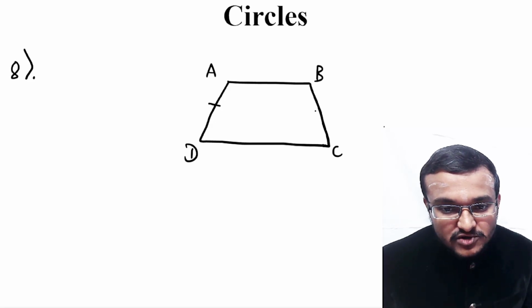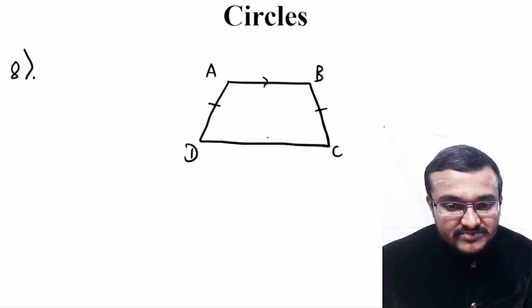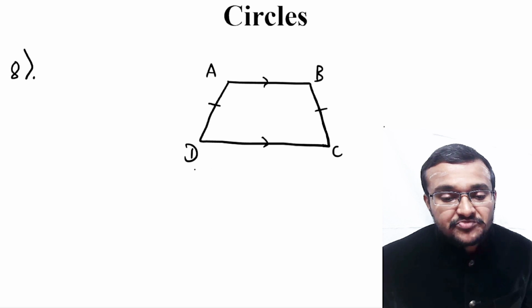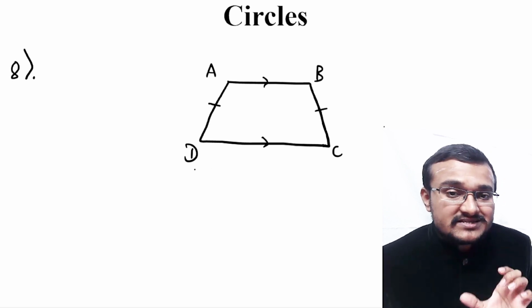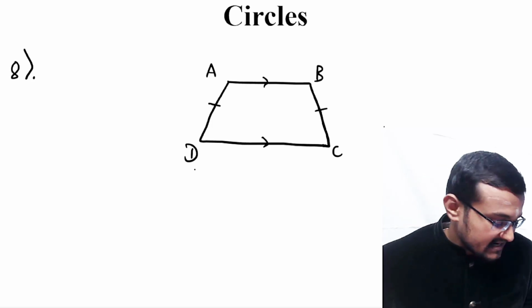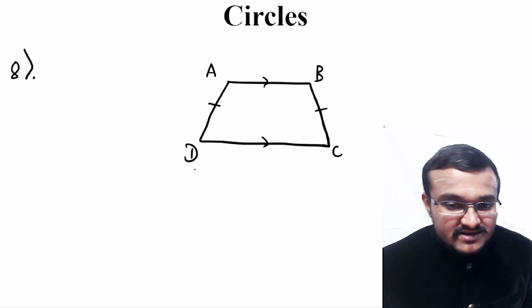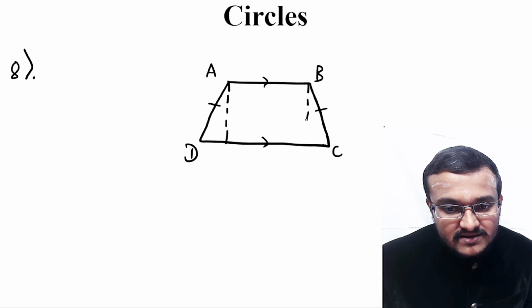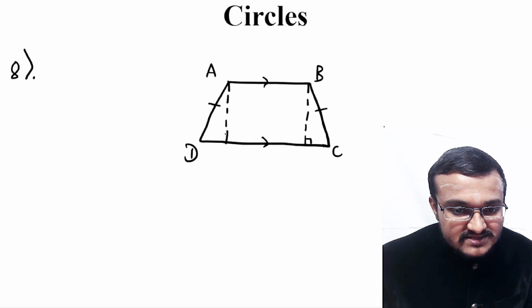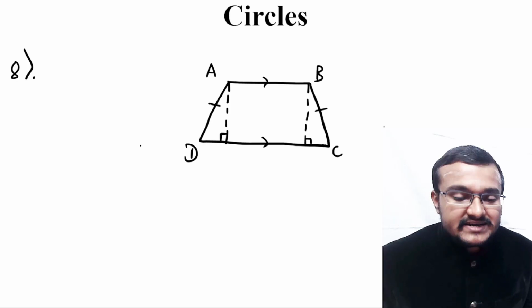So that is AD will be equal to BC. And here AB is parallel to DC. So now you have to prove that ABCD trapezium is a cyclic quadrilateral. In order to prove that, first we'll draw a perpendicular line from A onto DC, and we'll also draw a perpendicular line from B onto DC. So that means this angle and this angle will be equal to 90 degrees.